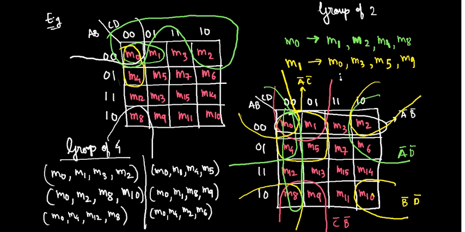Take these 4 corners. They differ by only A. B bar remains constant. You consider the corresponding rows and columns which we are marking. Take these 2. They differ by only C, but B bar remains constant. So two variables are different, two remain constant. So those again form a group of four adjacent ones. In such a fashion, you may find six different possibilities for M0 which can be combined in a group of four adjacent minterms.